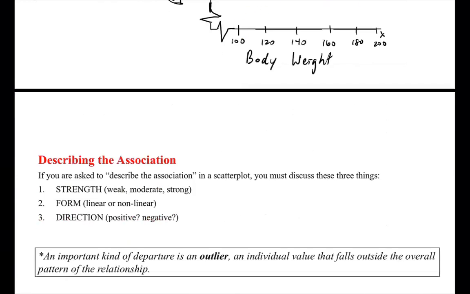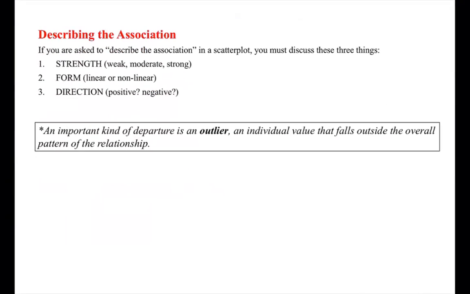Okay, so how do we describe what's going on? We kind of did describe it, but there are 3 big things you have to hit when you're describing: relationship or association. Sometimes it'll be called association, sometimes relationship, sometimes correlation. If they say describe the association, relationship, or correlation, these are the 3 things you need to hit. Strength.